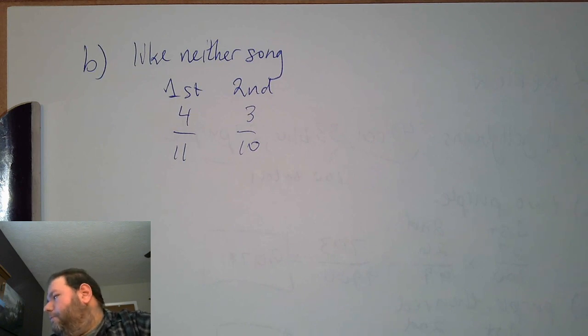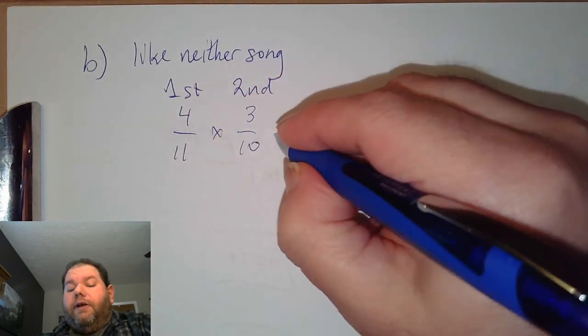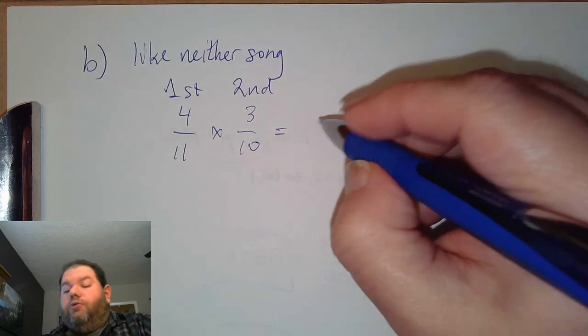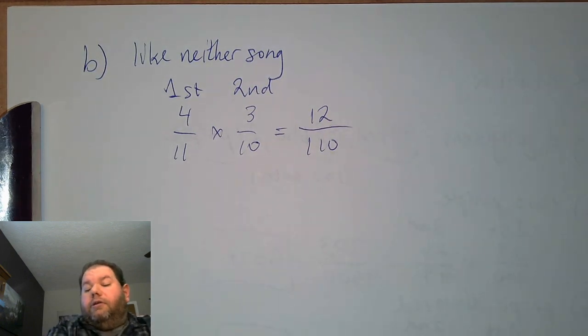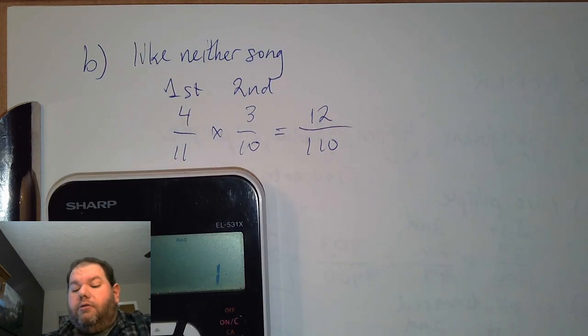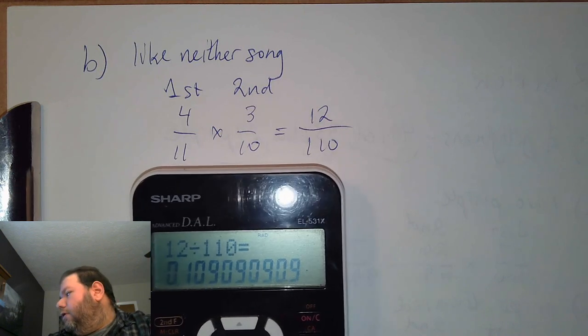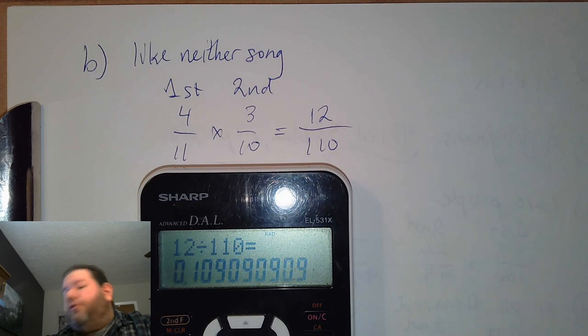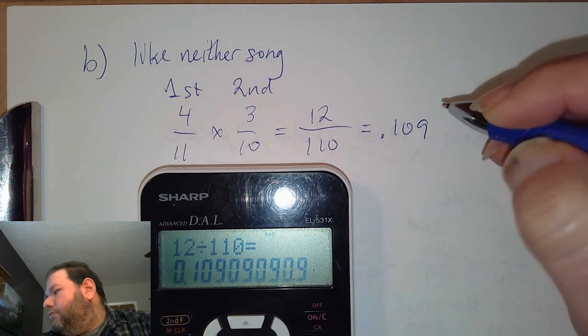Okay. Same situation, but this time we're drawing from the pool of songs that we dislike instead of the ones that we like. And we multiply these together again, so that will be 12 out of 110. And so dividing those, we get 0.109. Good.